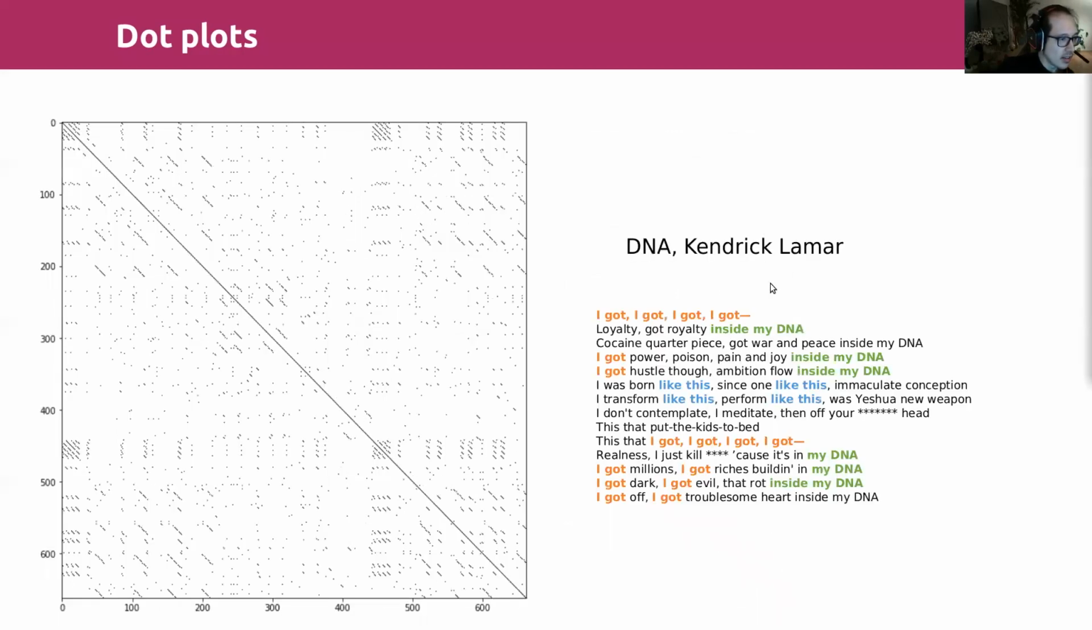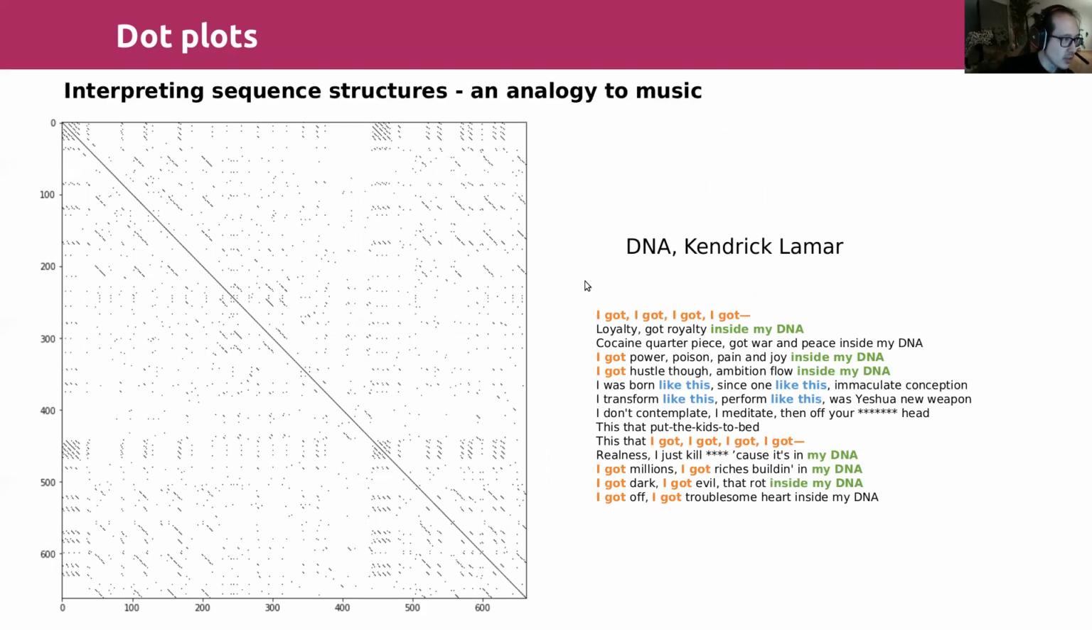Here's another example of a song. I think I chose this one because it's got some interesting structures in it. This is DNA by Kendrick Lamar, and you can see we actually have these minisatellite or microsatellite repeats. Of course, that is this lyric here: I got, I got, I got, I got. So here we get this kind of wavy checkerboard pattern, and you can see it occurring in a bunch of places throughout the song as well. Here I've tried to highlight in orange all the places it occurs.